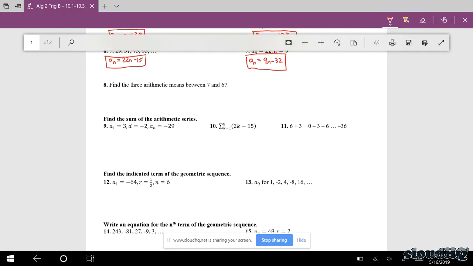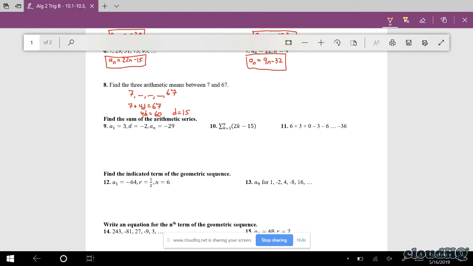Arithmetic means: between 7, there are 3 blanks, and then we end up with 67. So I know if I started with 7, I added d 4 times, so there's 4 steps along the way. I ended up at 67. The difference between 7 and 67 was 60. I added 60 in total. I divided that into 4 steps, and I see that I'm adding 15 each time.